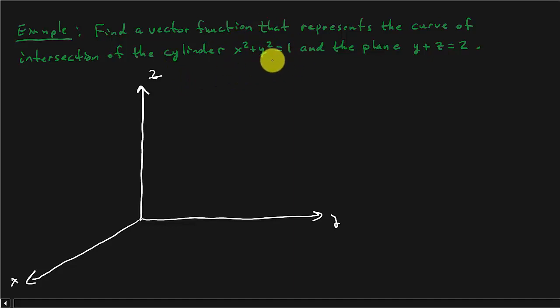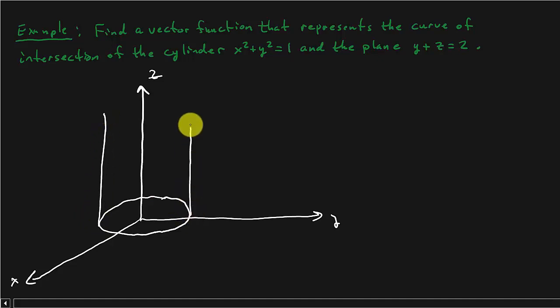All right, so we know this is x squared plus y squared equals 1. So there we have our cylinder here, or our circle there in the xy plane, and this is a cylinder.